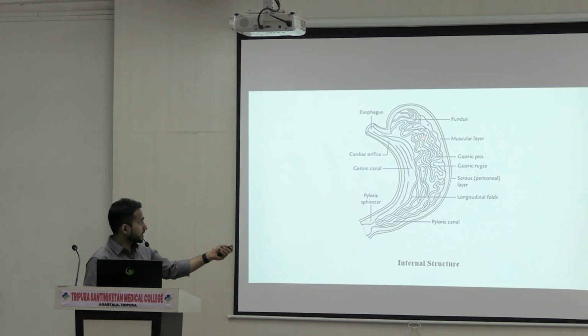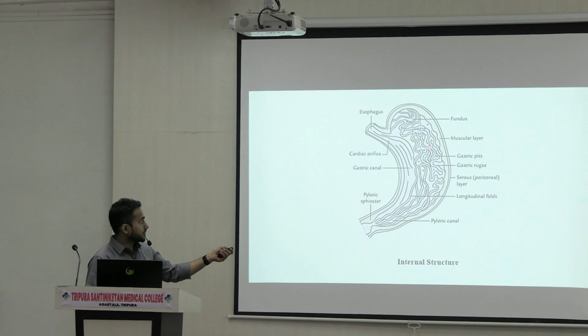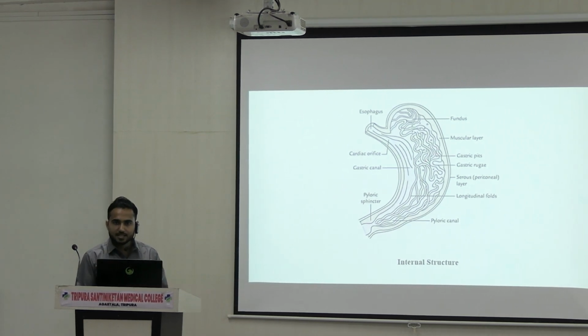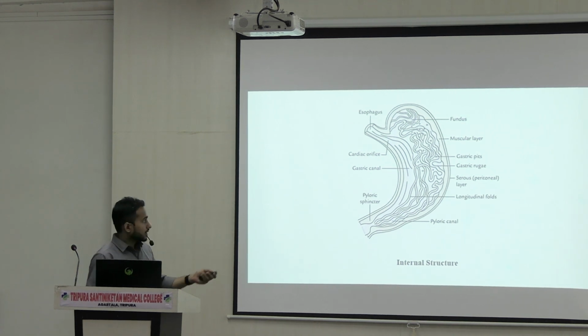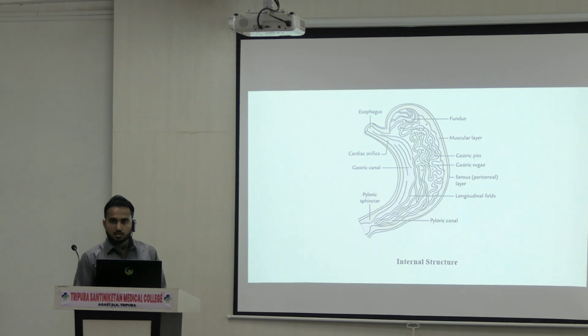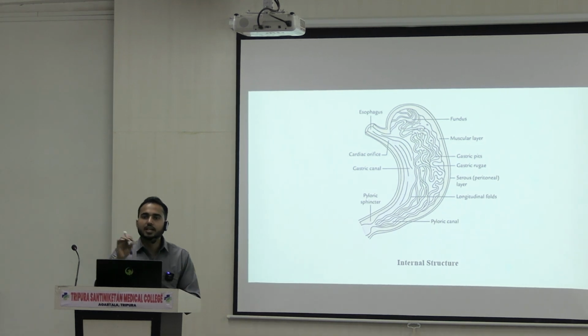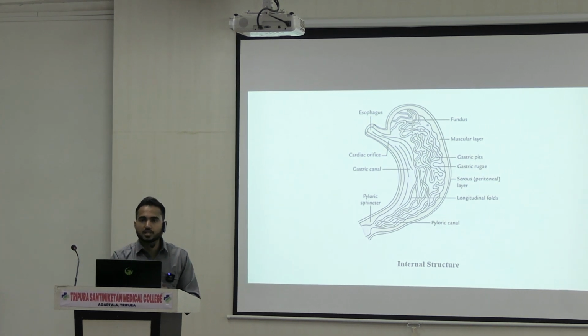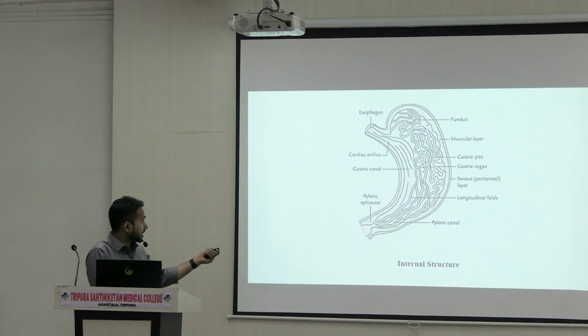Now this is the structure showing the interior of the stomach, where you can see the gastric rugae. In between the gastric rugae, gastric pits are there. Deep to the gastric pits, gastric glands are situated. Gastric rugae are absent in case of the lesser curvature. So whenever you are drinking any liquid, it is passing or flowing through the gastric canal, as you can see the gastric canal.